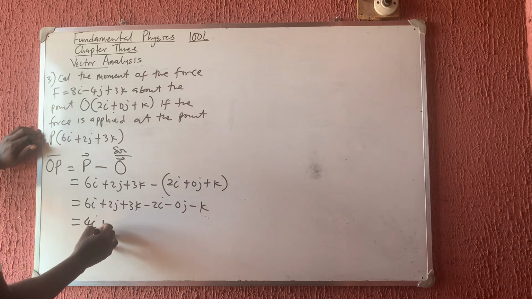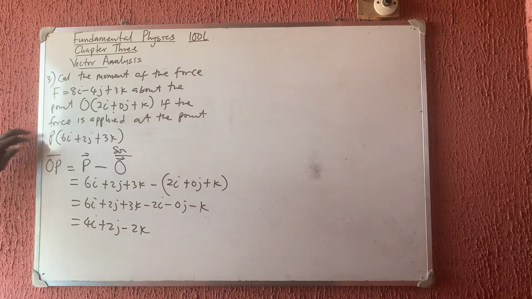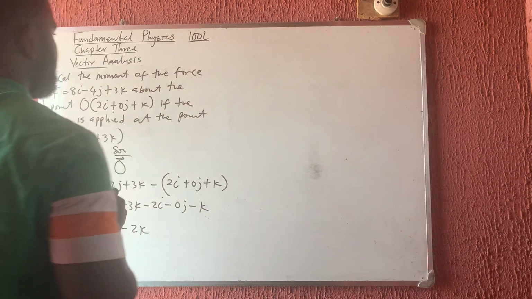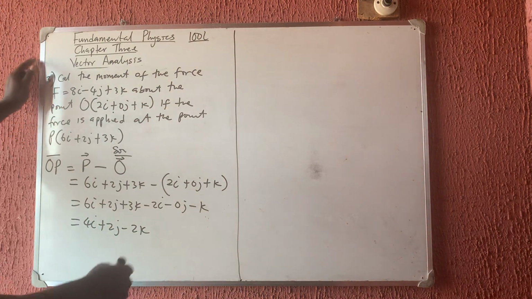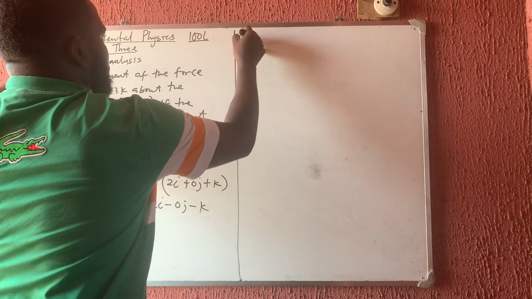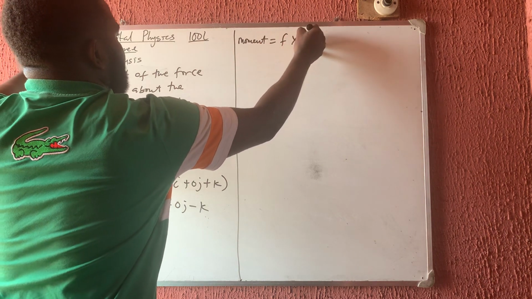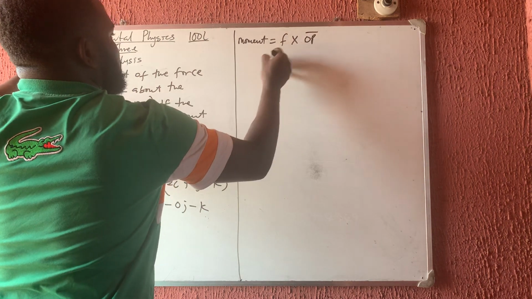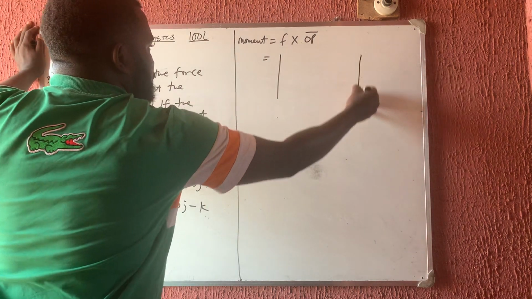2 minus 0 will give you 2j. 3 minus 1 will give you 2k. Okay, so we have gotten the distance now. To get the moment, you know that moment is the force times the perpendicular distance. So the product we are going to use is not just dot product or cross product. So moment is equal to what? Force times perpendicular distance, and my distance there is what? My OP. Since it's a vector quantity, that is why I'm using cross product.